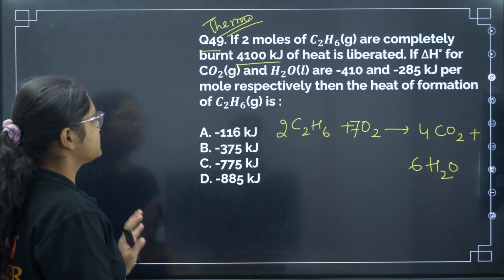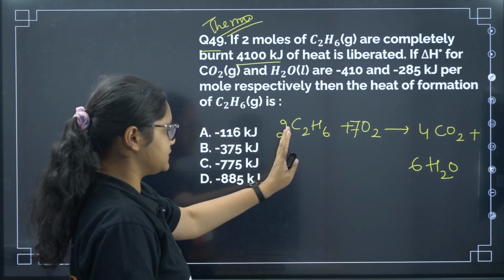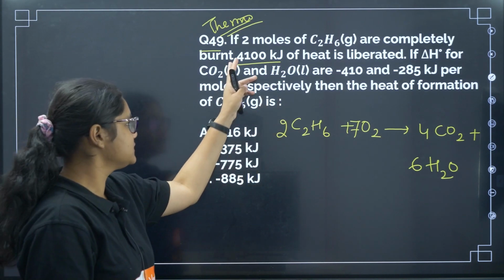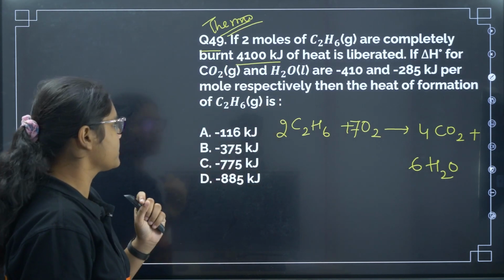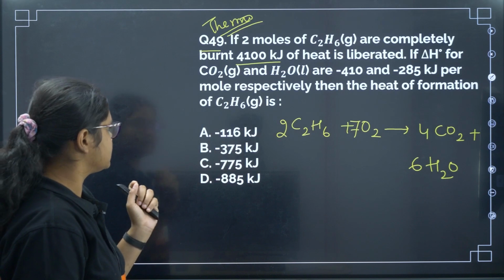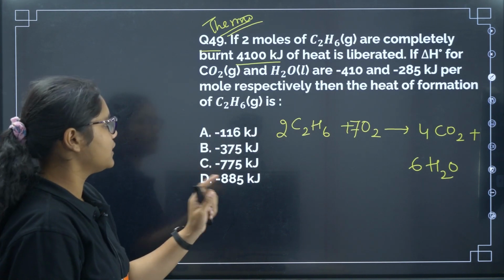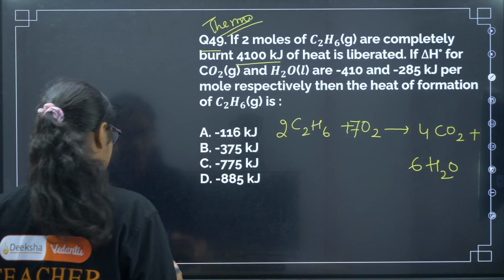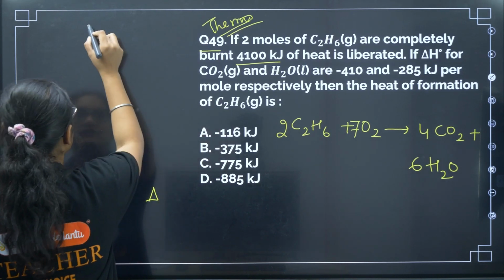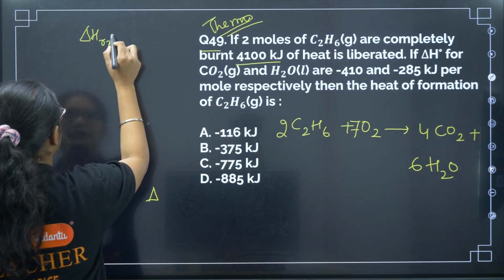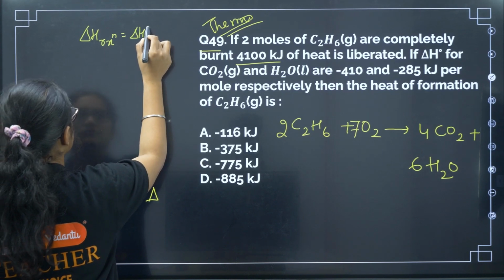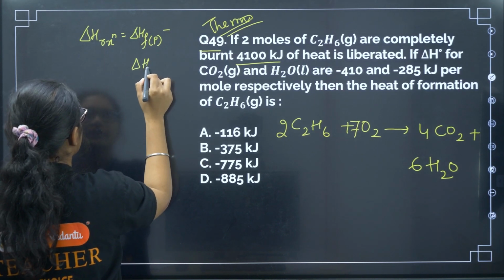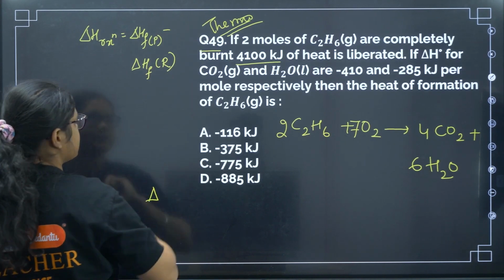Now the question is telling you, if 2 moles of this is burnt, we are getting this much energy, or the enthalpy of combustion is 4,100 kilojoule. If delta H for CO2 and O2 and H2 are given to you, then what is the enthalpy of formation of C2H6? Very easy question. If you know the reaction, what is the general formula? Delta H of any reaction is equal to delta H formation of products minus delta H formation of reactants, right?